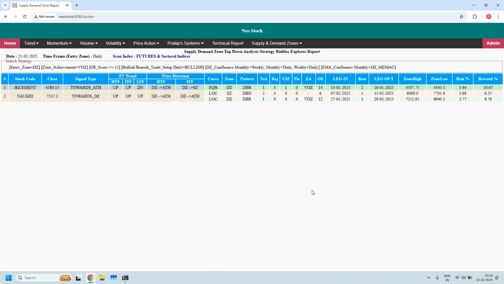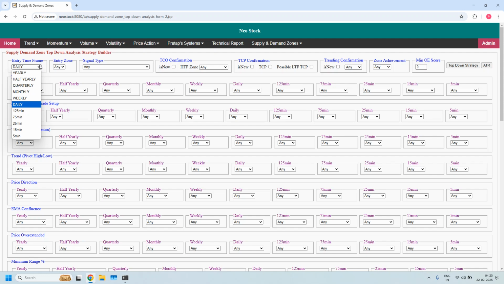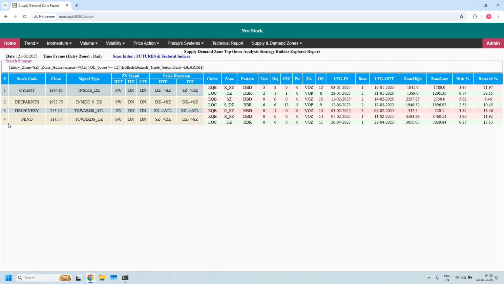So this is about bullish trade setup for monthly income trade. Next, bearish trade setup for monthly income trade, entry time frame daily, entry zone is supply zone. And also in bullish or bearish trade setup at daily, I am selecting bearish. Zone achievement VOZ, minimum order enhancer score 12. With these filters, we got 4 stocks.